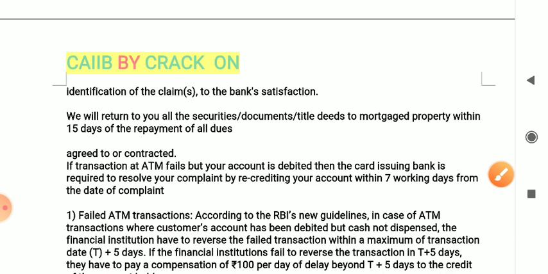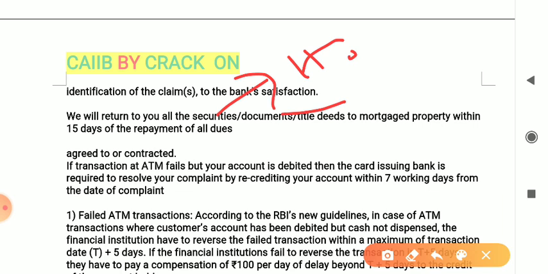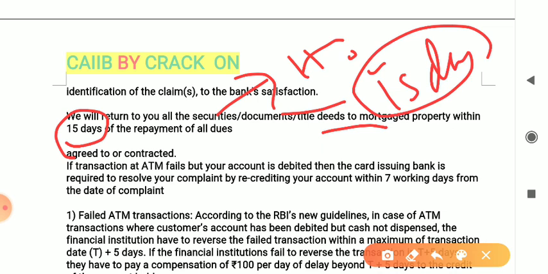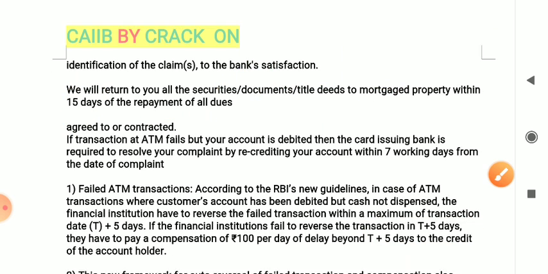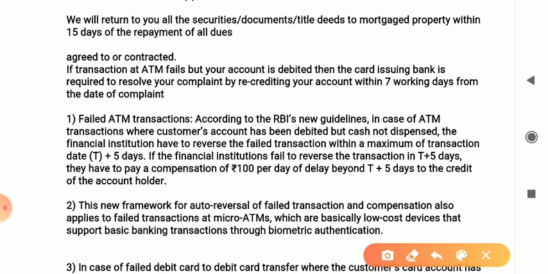We will return to you all the security documents and title deeds to the mortgaged property within 15 days. That means if someone is taking a housing loan or any type of dues, then their original documents will be returned, whatever the title deed or mortgage document, within 15 days of the repayment of the dues. So in case of loans, it will be returned within 15 days of the repayment of all the dues, right? Whatever is contracted or agreed.